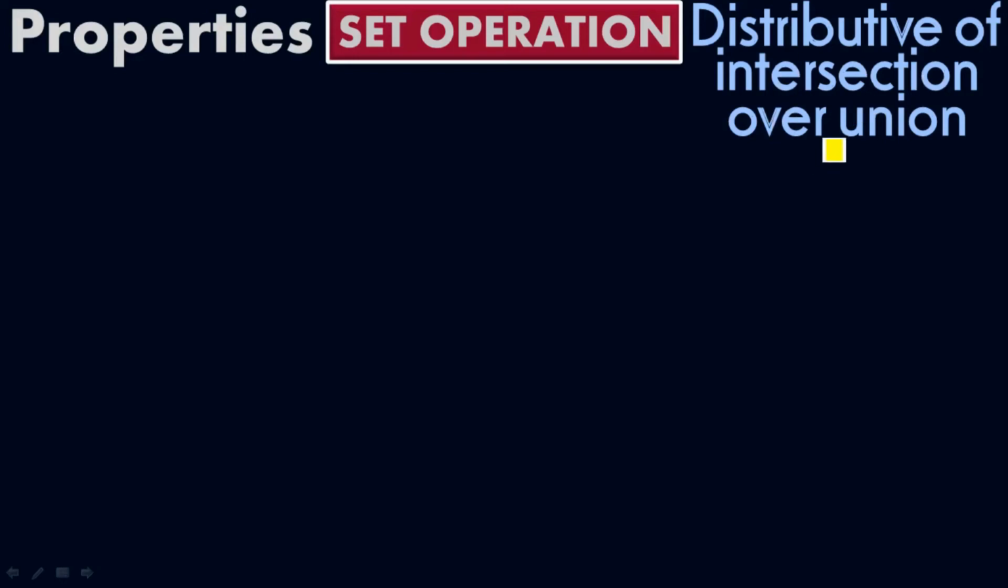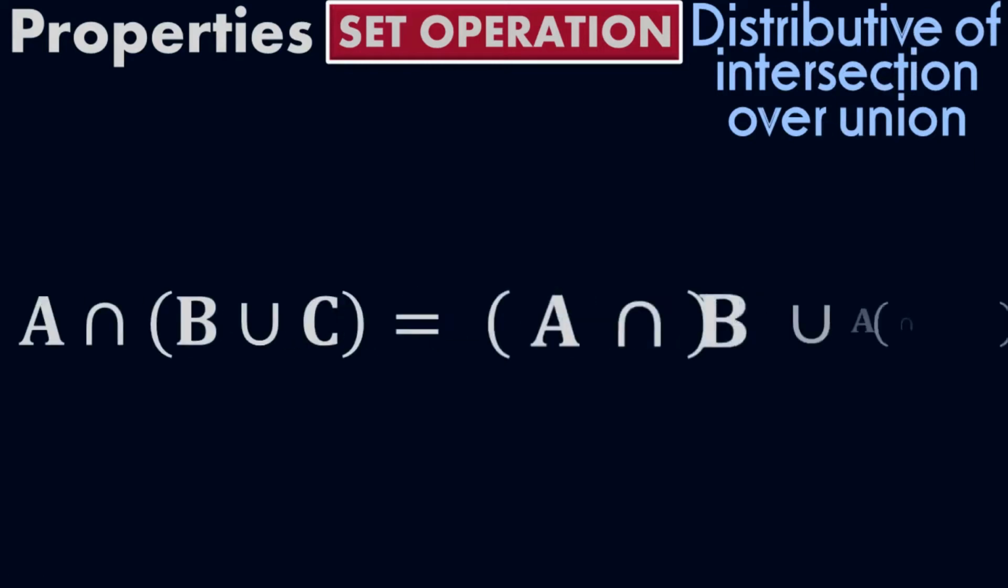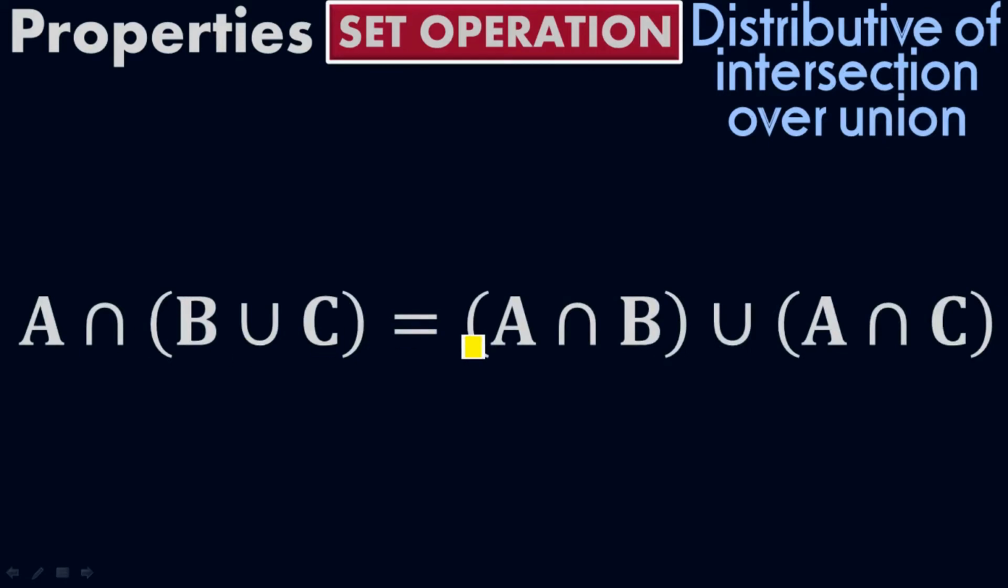Distributive of intersection over union. This time we have the distribution of intersection over union. This is another property of the set operation, which is A intersection of B union C equals A intersection B union A intersection C. Last time we had distributive of union over intersection. This time we have distributive of intersection over union.